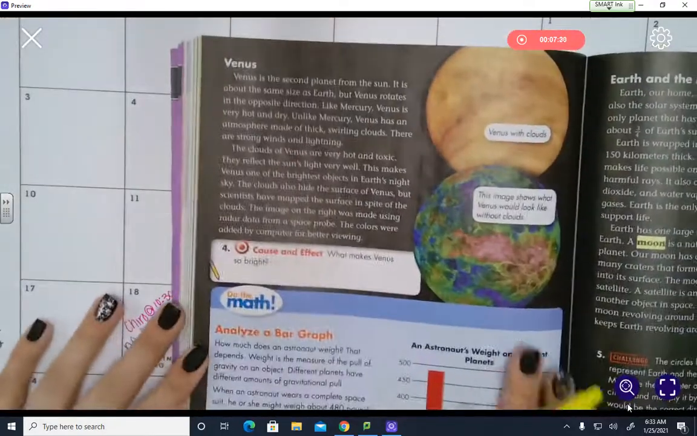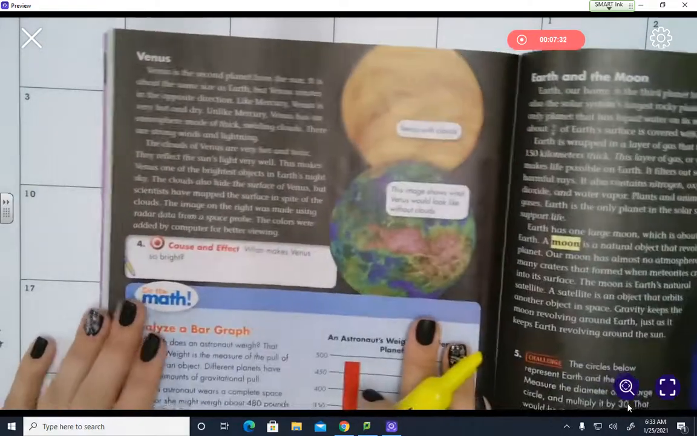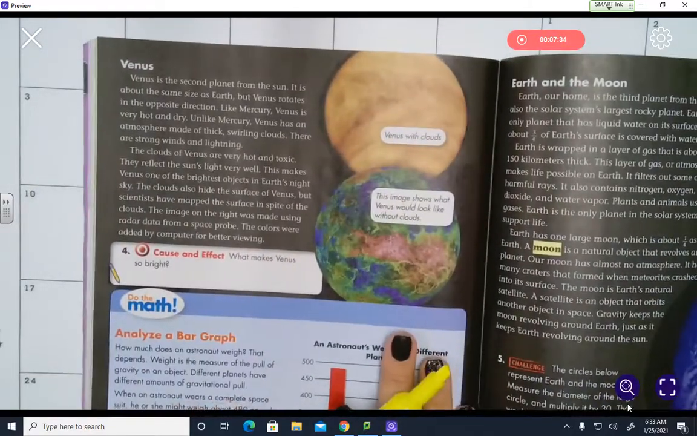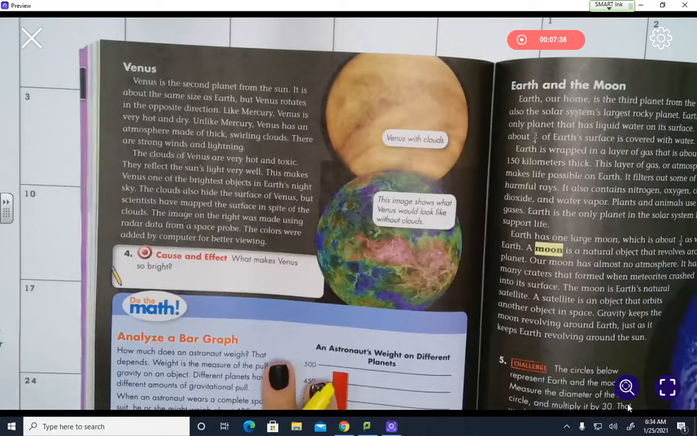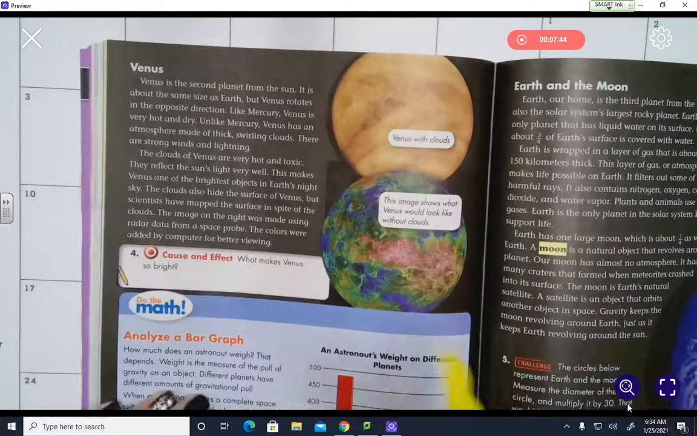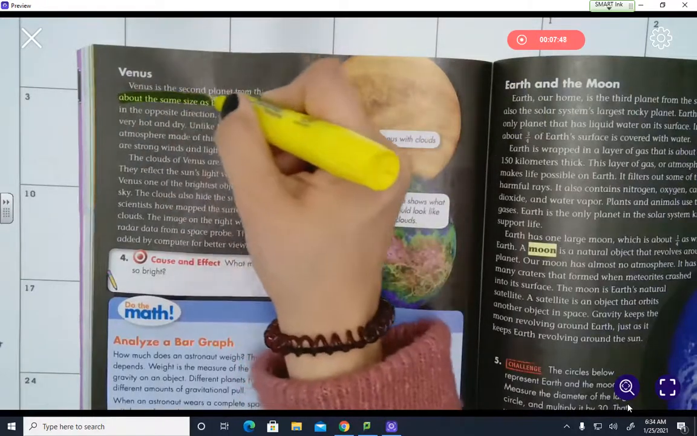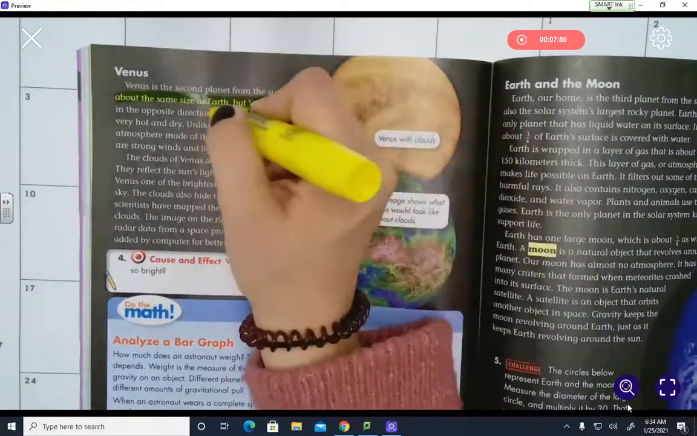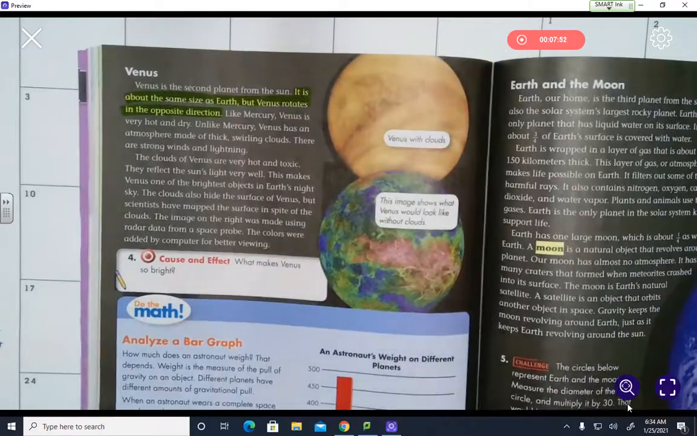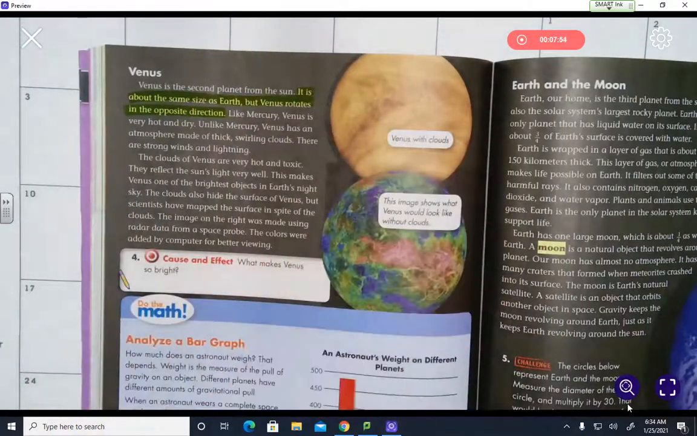Now let's learn about the second inner planet, Venus. Venus is the second planet from the Sun. It is about the same size as Earth, but Venus rotates in the opposite direction. Highlight that sentence. So we all want to know the size of the planet. So it's the same size as Earth, but it's going to rotate in the opposite direction. Remember, rotate means that it spins.